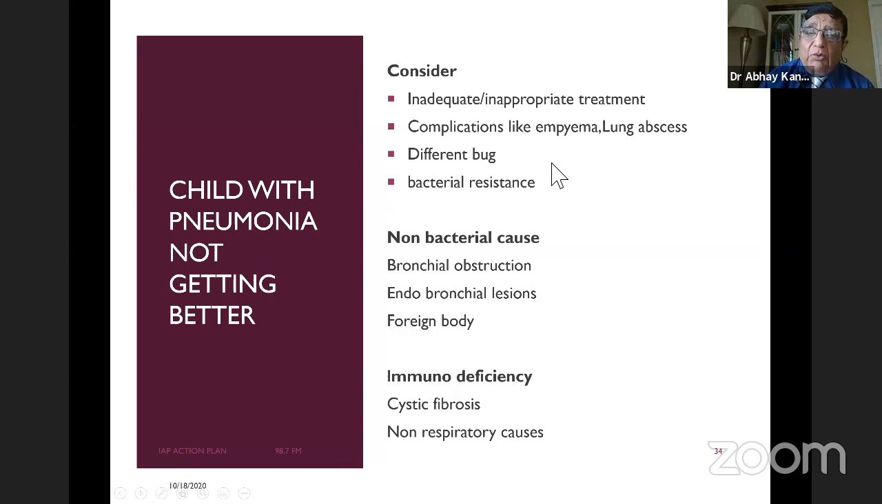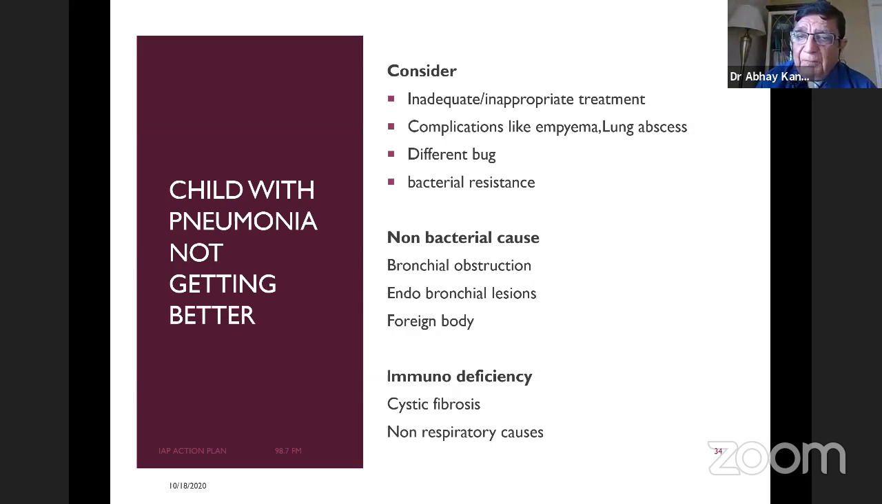If this complication is ruled out, you think of two important things. Probably you may be dealing with a different bug like mycoplasma or tuberculosis, or there may be an issue of drug resistance like MRSA or DRSP or MDR tuberculosis. If all these factors have been taken care of, then you think of the non-bacterial cause, and probably these are the situations where imaging and bronchoscopy are going to be helpful. And these are the situations where we need to rule out bronchial obstruction, endobronchial lesion, and foreign body.